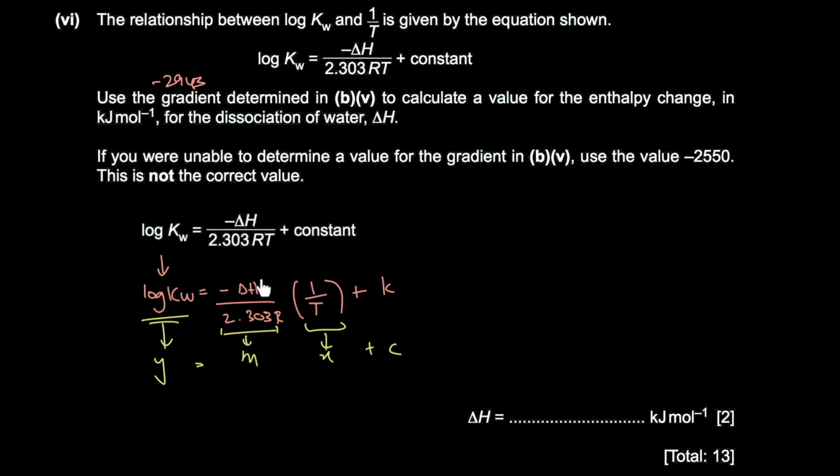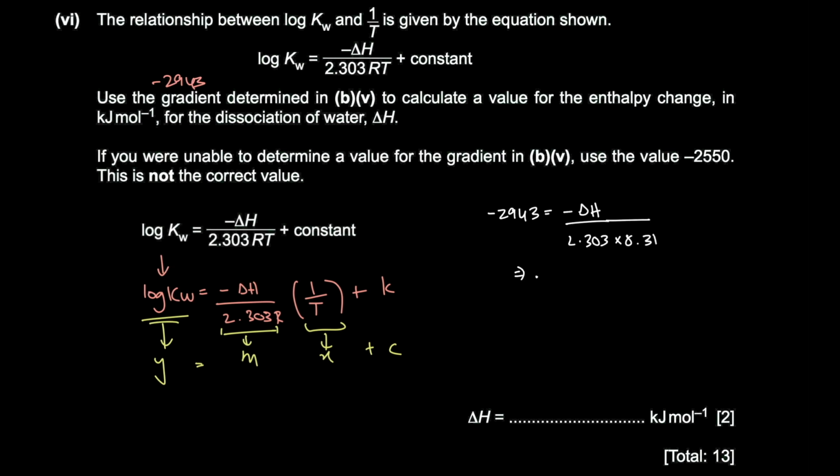The gradient that we've determined is minus delta H over 2.303 R, where R is the molar gas constant. Again, we have log of Kw on the y-axis and 1 over T on the x-axis. So we have minus delta H over 2.303 R, that's the gradient m, times x, that's 1 over T, plus a constant c, that's the y-intercept. So we can say that our gradient minus 2943 is equal to minus delta H over 2.303 R, and R is just 8.31 joules per mole per Kelvin.